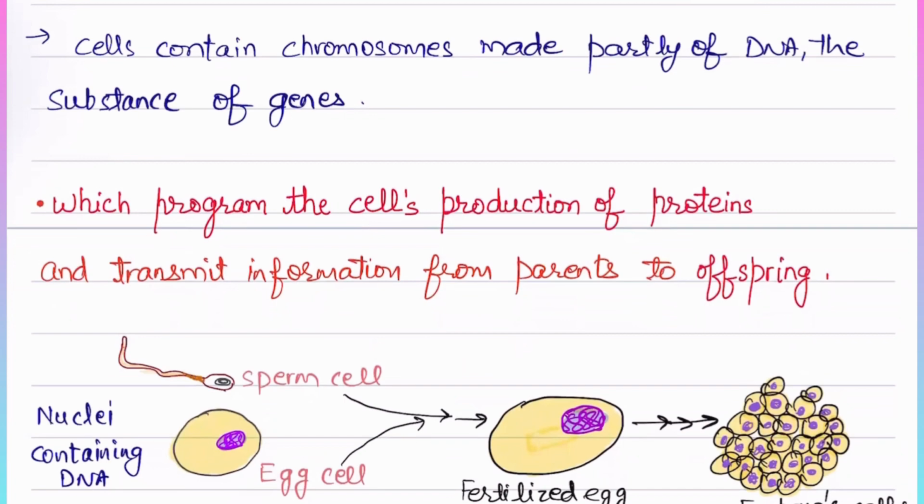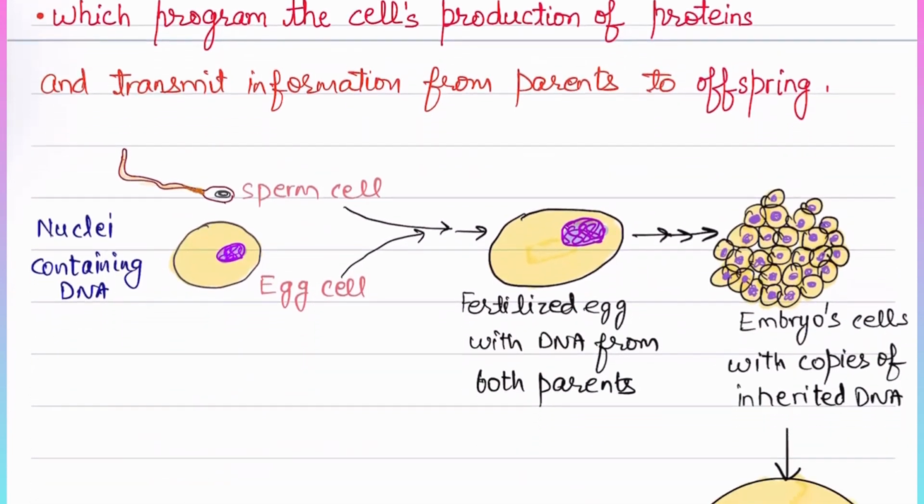Now, when a cell divides, the DNA first replicates, and the two cellular offspring inherit a complete set of chromosomes identical to that of the parent cell, which program the cell's production of proteins and transmit information from parents to offspring. DNA is made up of two long chains called strands, and each chain is made up of four kinds of chemical building blocks called nucleotides, which are also called A, T, G, and C.